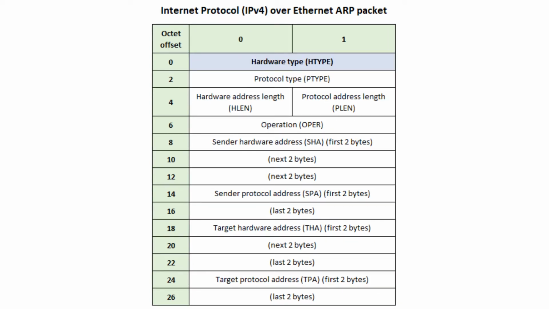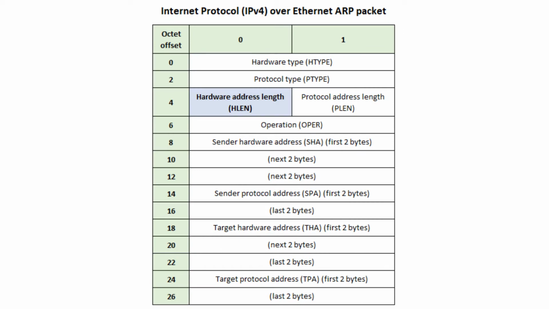Hardware type, H-type. This field specifies the network link protocol type. For example, Ethernet is 1. Protocol type, P-type. This field specifies the internetwork protocol for which the ARP request is intended. For IPv4, this has the value hex 0800. The permitted P-type values share a numbering space with those for Ether-type.